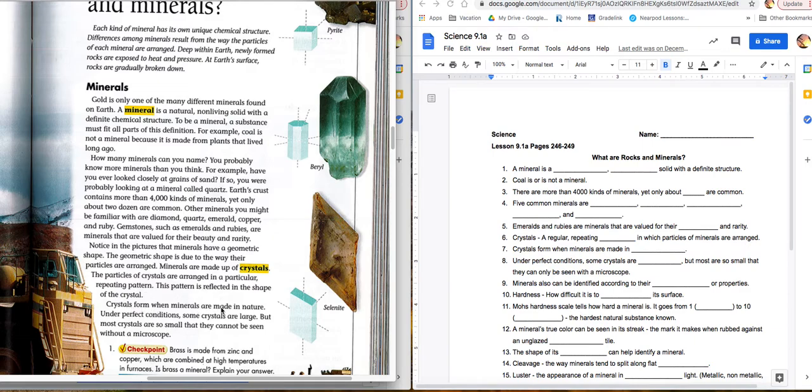Crystals form when minerals are made in nature. Under perfect conditions, some crystals are large, but most crystals are so small that they cannot be seen without a microscope. So you got the word large, guys, for the next ones in your notes. What they're saying is if it was perfect, we could have some sweet things.